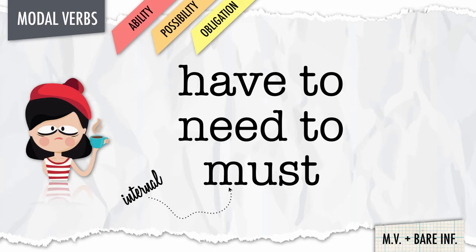Must expresses an internal obligation, like I must quit smoking, or I must get more sleep. Whereas have to and need to express external obligations, something someone else makes you do.